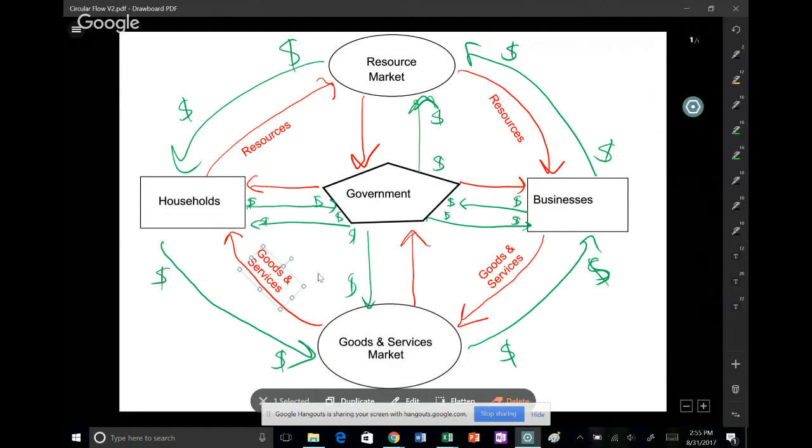So all this stuff that we see here is that households make resources available for employment in the resource market. Firms acquire and employ them. They use them to produce and sell goods and services they make available for sale in the goods and services market, which households then acquire and consume. Now, here's the deal here.